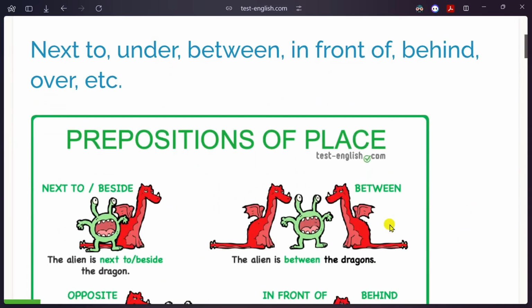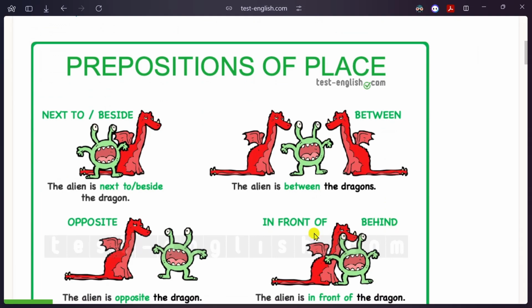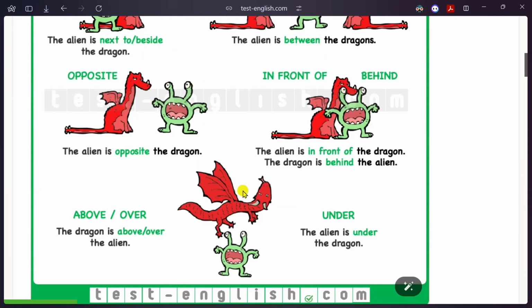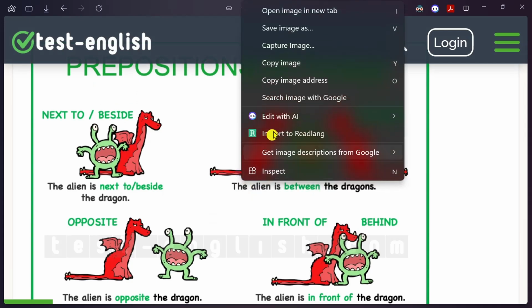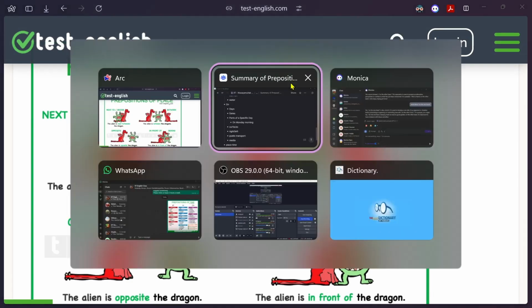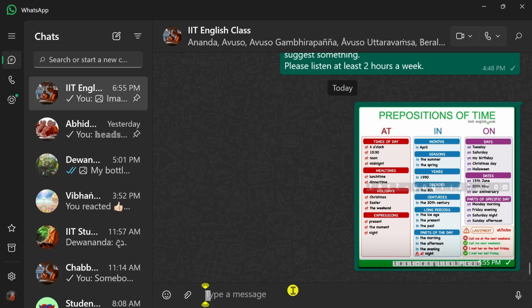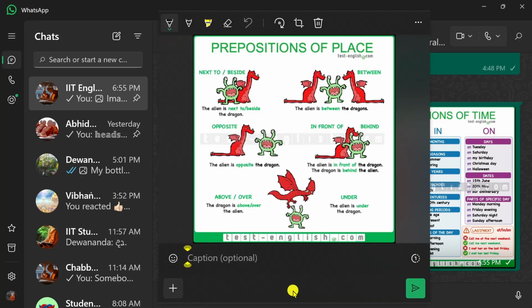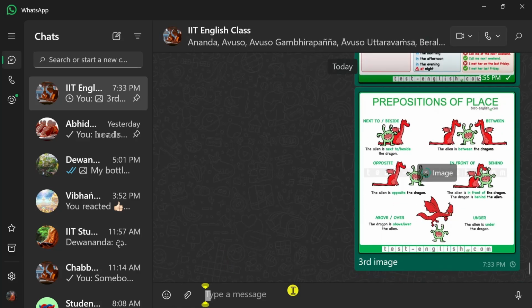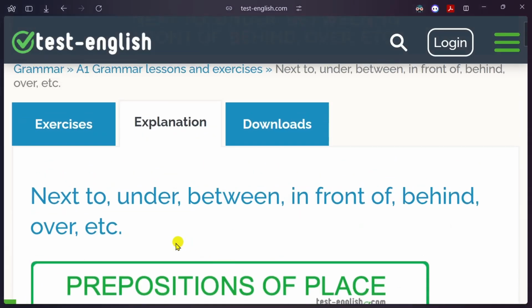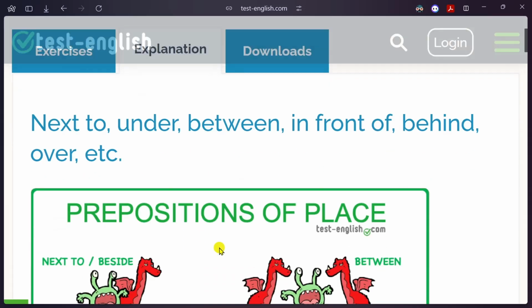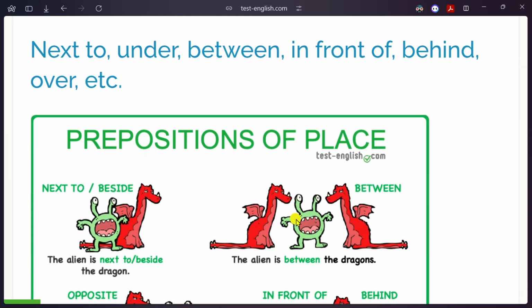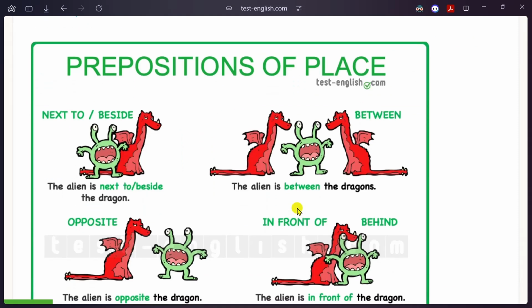Explanation. Nice drawings over here. Sorry, I forgot the second image. This is the third image. So let's see this one: next to, under, between, in front of, behind, over, etc. Prepositions of place. Previously it was more related to time, right?